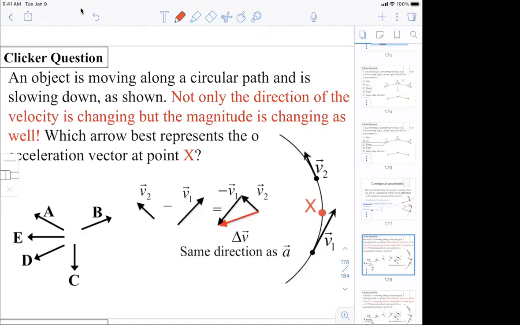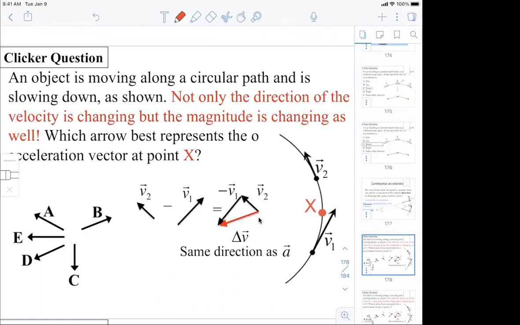Okay, another 15 seconds for us to finish voting. Okay, I'm going to go ahead and close this and let's take a look. Here are our results.